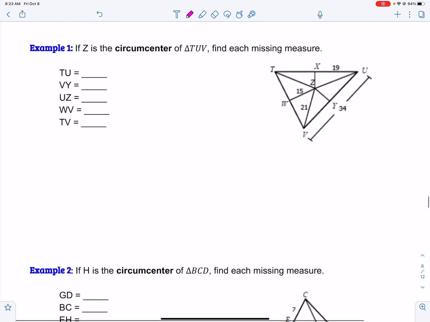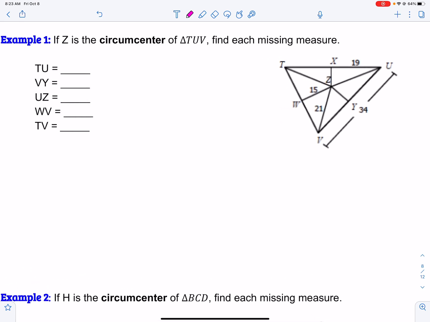Okay, so let's use those properties of the circumcenter to figure out 3 examples. If Z is the circumcenter of triangle TUV, find each missing measure. They asked us for TU, which is the total of this side, and we're given half of it, because this point right here is the perpendicular bisector, so it breaks it into 2 equal segments. They would both equal 19. And so the total for TU would be 19 plus 19, which is 38.